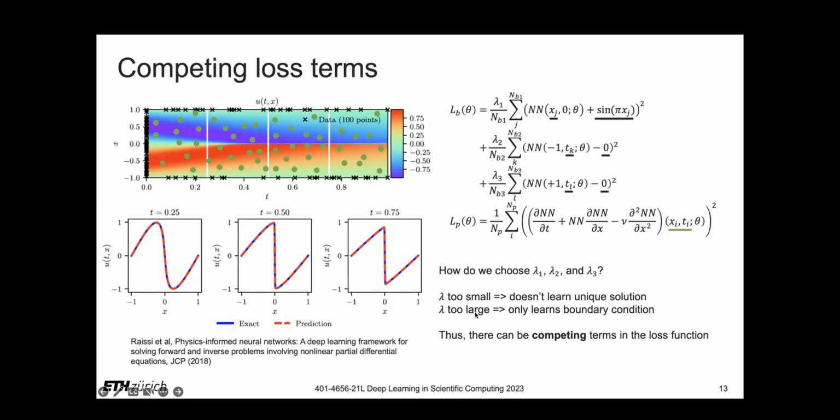And then if lambda is too large, we're basically just ignoring the physics loss. We're just training a network which fits at the boundaries, but has something nonsensical in the middle of the domain. So you can see how there can be some competition here. The PDE loss might want to learn an easy solution, and then the boundary loss is trying to make it learn a harder solution, for example.